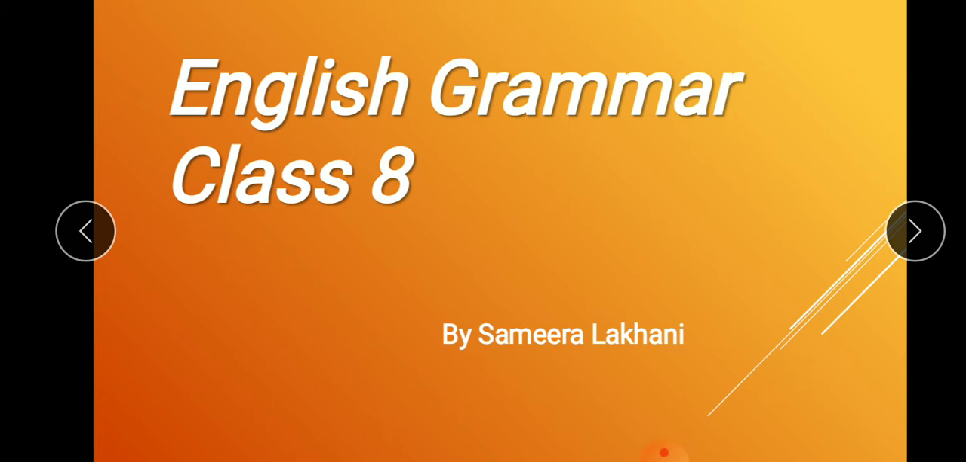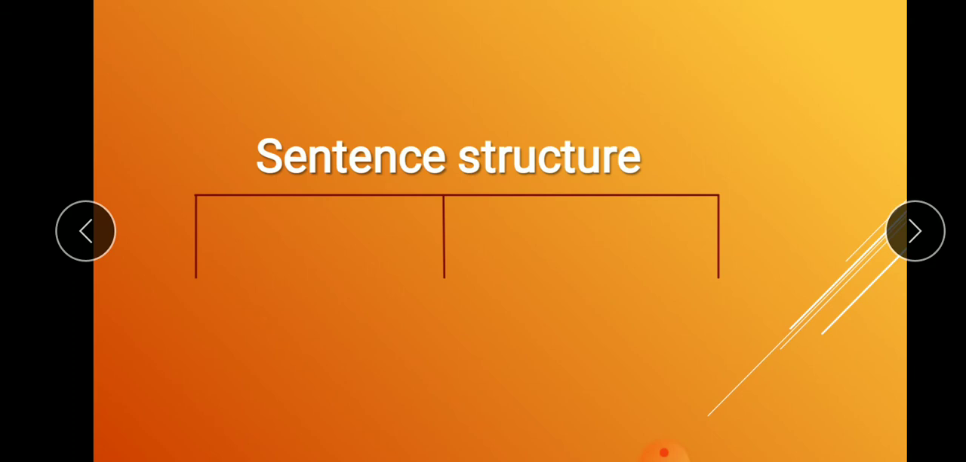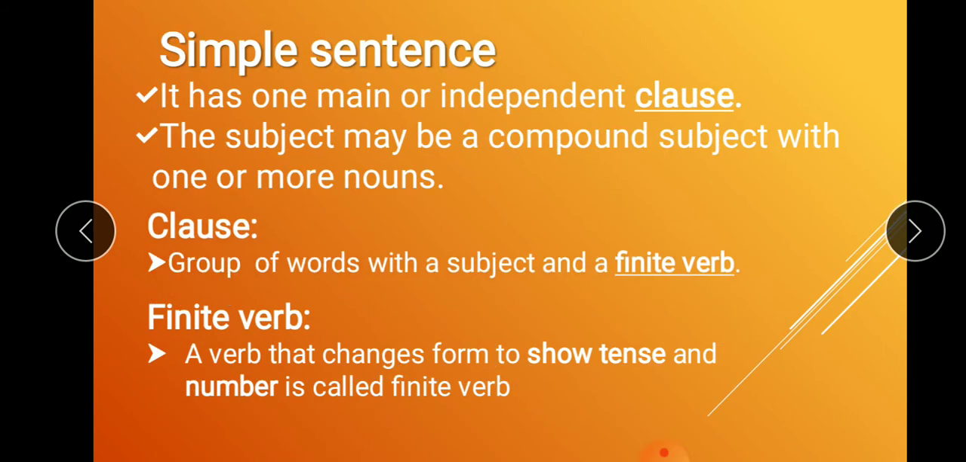Today's class we will learn about the form and the structure of a sentence. There are three kinds of structures in a sentence. They are simple sentence, compound sentence, and we have complex sentence. Let us begin with the first one, simple sentence.